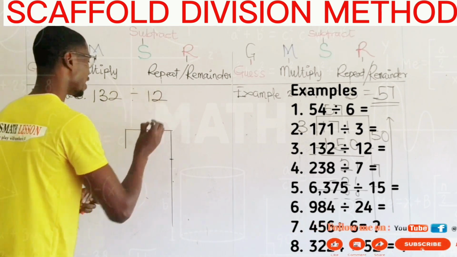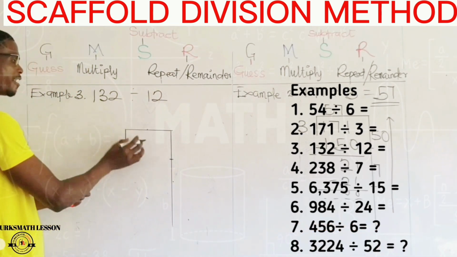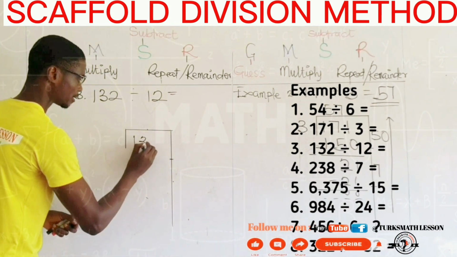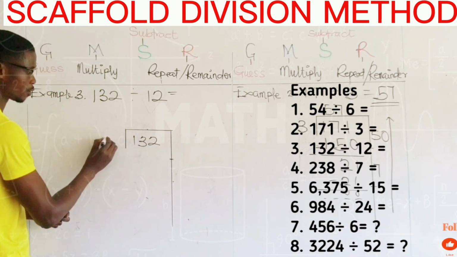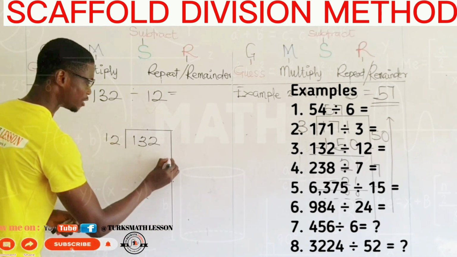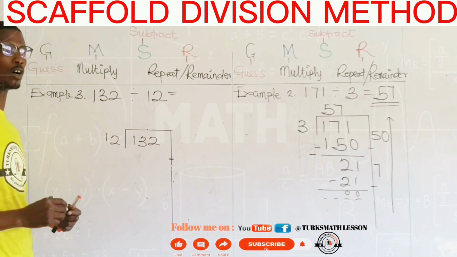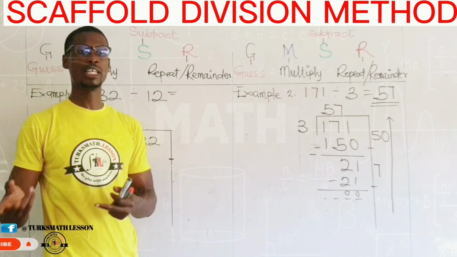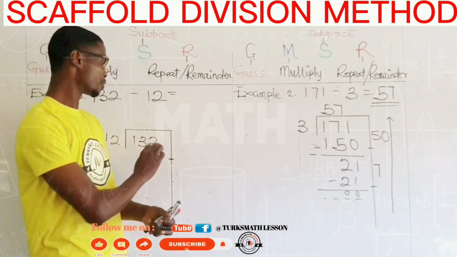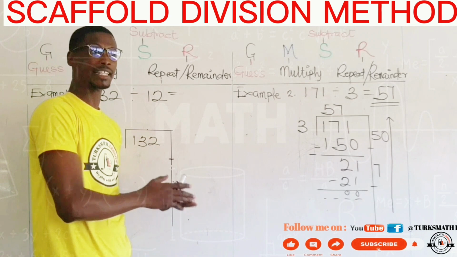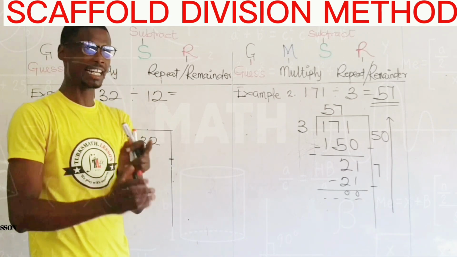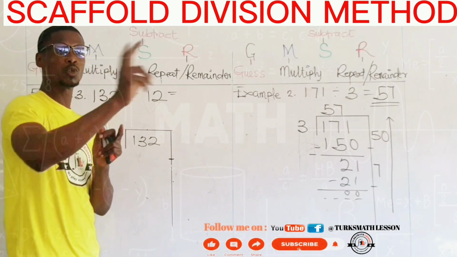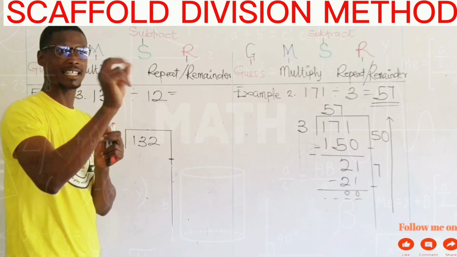132 divided by 12. Very good. So what should I write inside here? 132, right? Yes. Then here? 12. Yes. How many tickets do you have here? 3 tickets. So what numbers are you going to guess? Is it going to be 1 digit or 2 digits? 2 digits, because we have 3 digits. You can guess 1 digit, right? But when you guess 1 digit, the process will be very long. You understand? So you use 2 digits ending with 0.